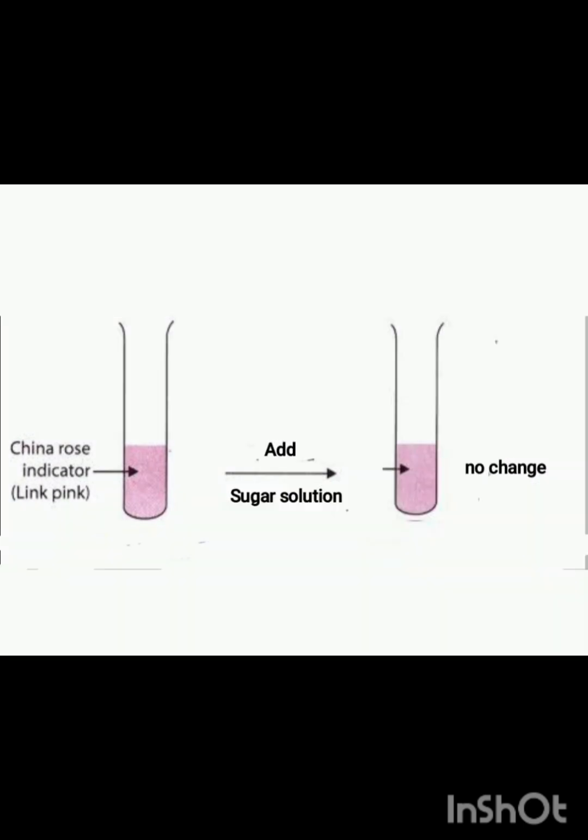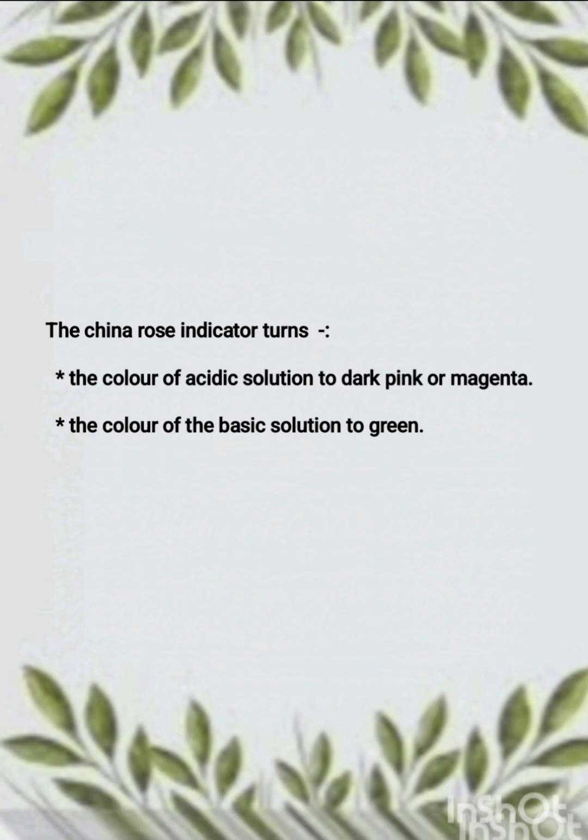Now we will add the China rose indicator into sugar solution. Okay? When China rose indicator is mixed with sugar, the indicator color will not change due to the sugar itself, because sugar is a neutral substance and does not affect the indicators. Okay? Now you must have understood that China rose indicator turns the color of acidic solution to magenta and that of basic solution to green.